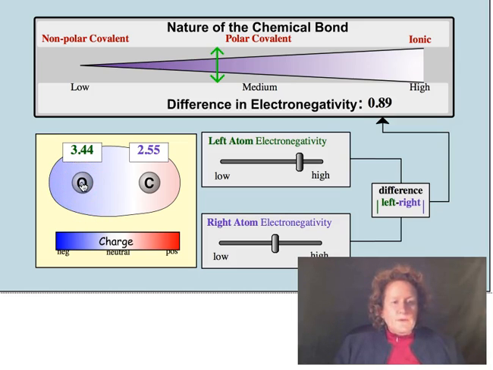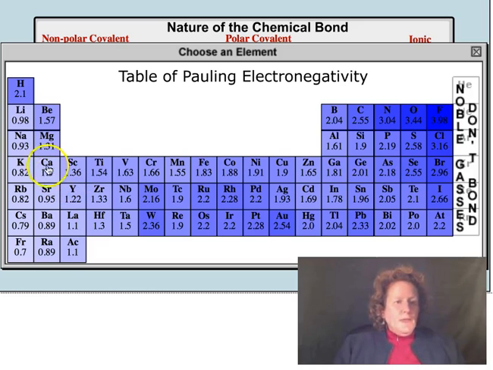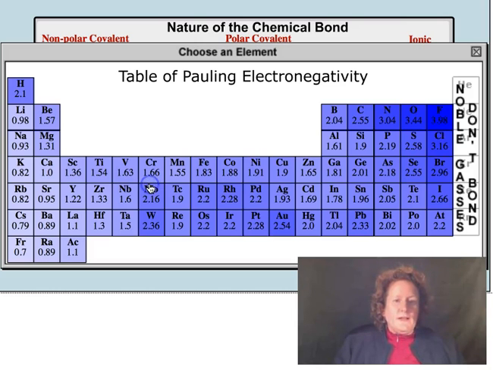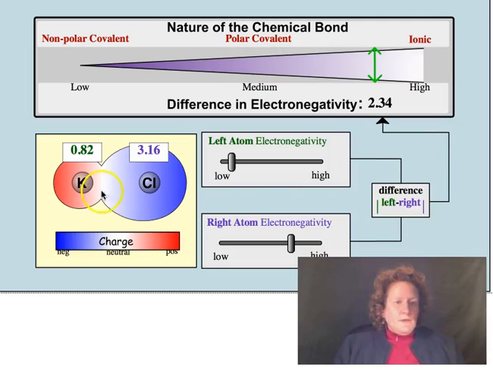But let's focus on some places where there is a big difference on the periodic table. So let's click here, and let's click on potassium. I'm a little bit biologically inclined here. Potassium is an important electrolyte. And let's go with potassium chloride. So far left on the periodic table, far right, there's a big difference here, and we're in the ionic range.